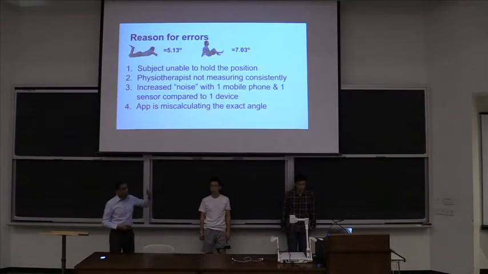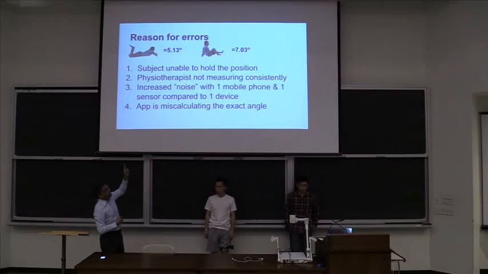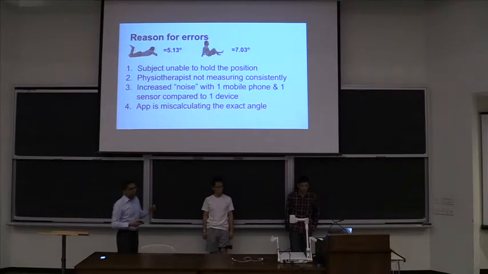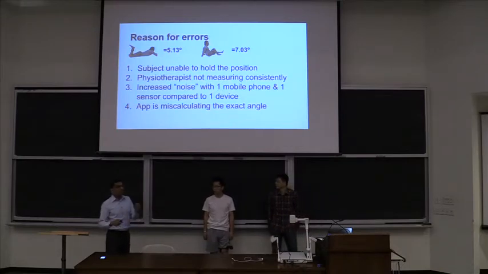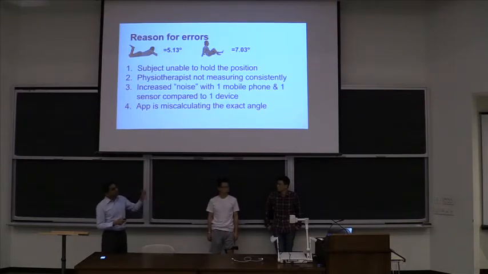Overall, the mean results were 5.13 degree difference between my measurement and the phone's measurement with the person lying on their stomach, and 7.03 with the person on their back. If you look at the research, it basically suggests that if I measure the same angle twice, I'm going to be about 3 degrees off. And if 2 physiotherapists measure the same angle twice, they're going to be about 6 degrees off. So we're in the range, but I'd like to be a little bit closer.